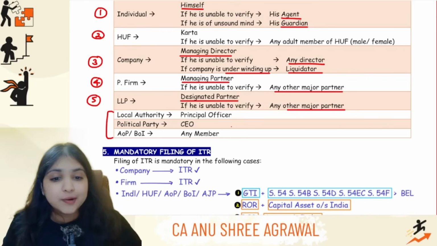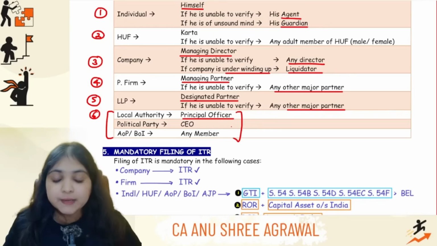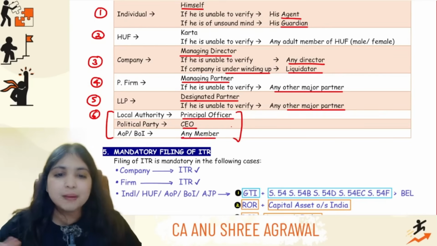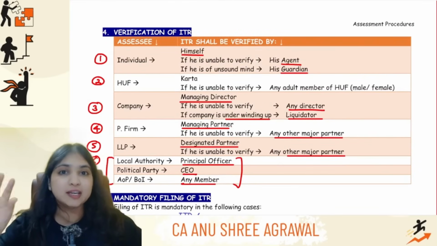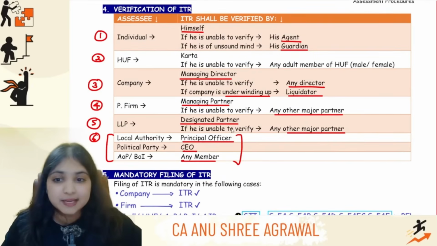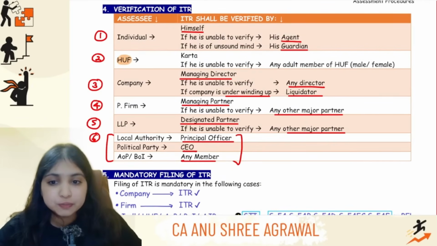The last 3 points are very important. Be careful. Local authority, the principal officer will verify. Political party, the CEO will verify. AOP or BOI, any member will verify. Okay, guys. So these are 6 points with respect to verification of ITR, that is, who will verify the income tax return. Extremely important. I'll point out some important points for you.